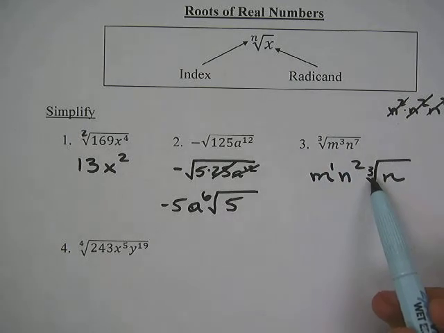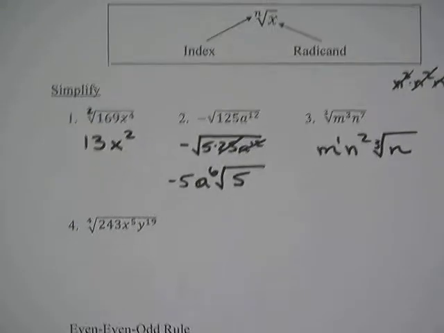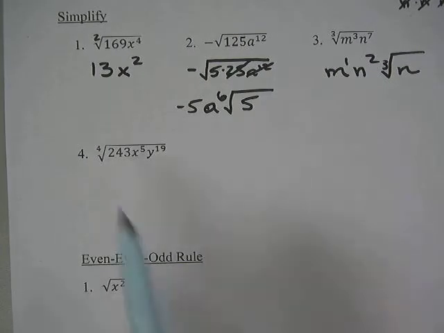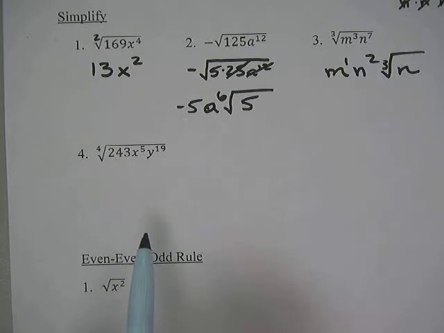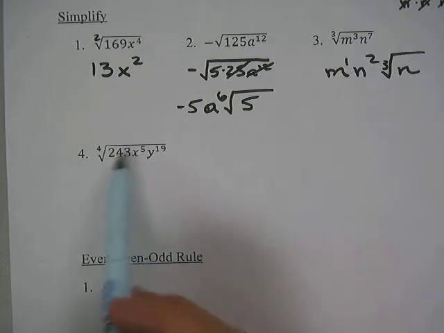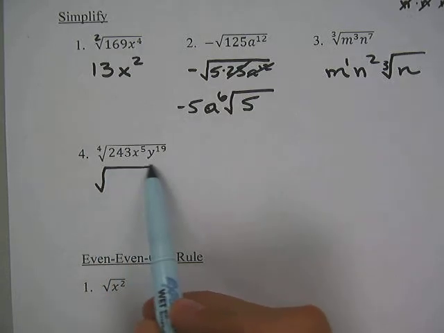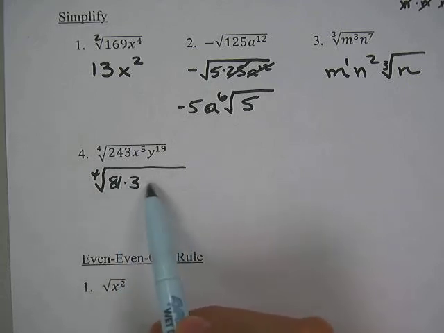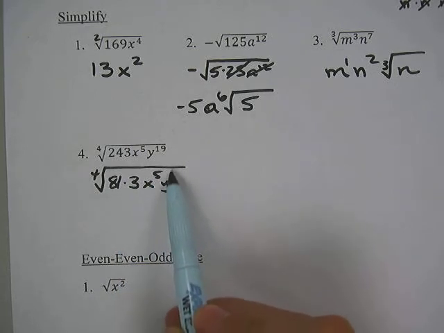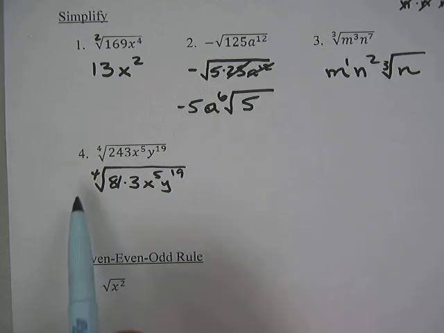The other thing is you have to remember that if it's a cube root or anything beyond a square root, you have to write the little index every time. Okay, so let's look down here. This time it's a 4th root of 243 x to the 5th y to the 19th. Well, there isn't an even 4th root of 243, so let's break that down a little bit. Some factors of 243 are 81 and 3.